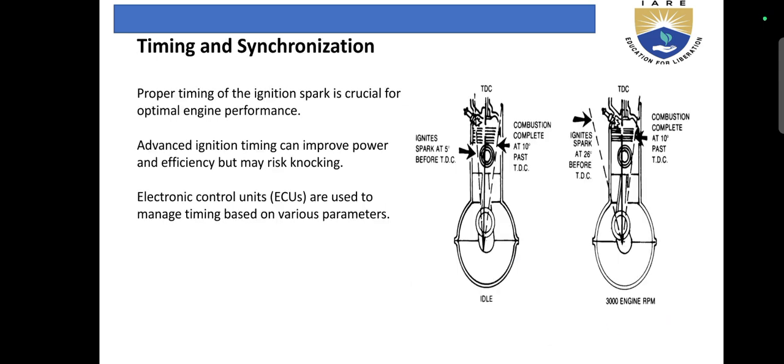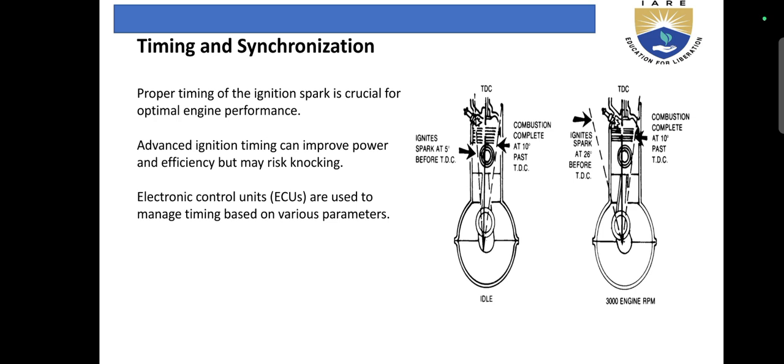Timing and synchronization. Proper timing of the ignition spark is crucial for optimal engine performance. Advanced ignition timing can improve power and efficiency but may risk knocking. Electronic control units (ECUs) are used to manage timing based on various parameters.